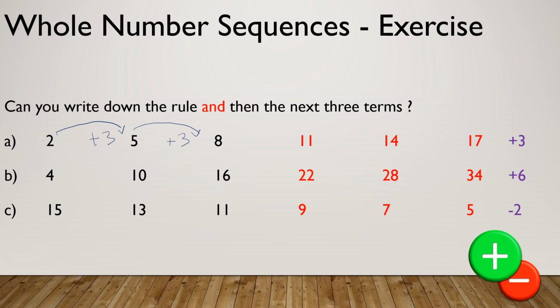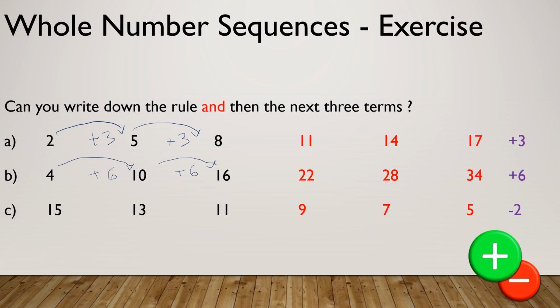Let's look at this next one. To get from 4 to 10, I am adding 6. 10 to 16, again, add 6. So my rule is add 6. Add 6 for 22, add 6 for 28, add 6 for 34.